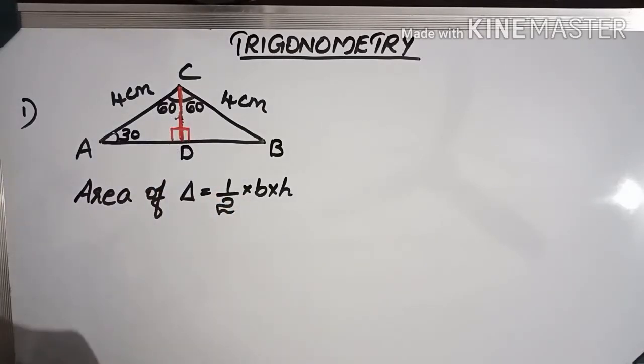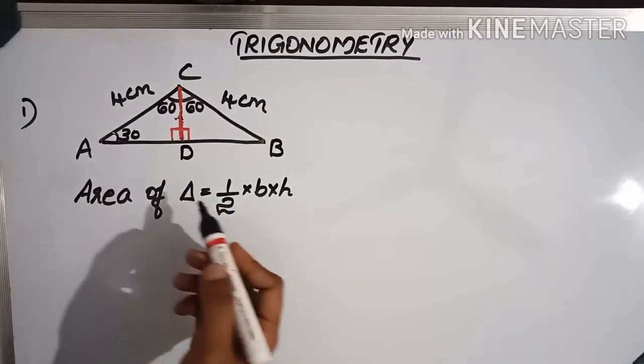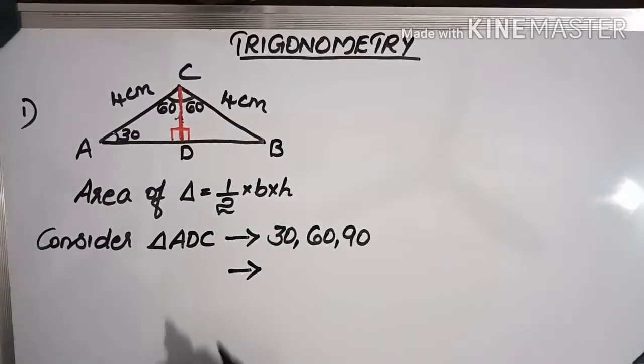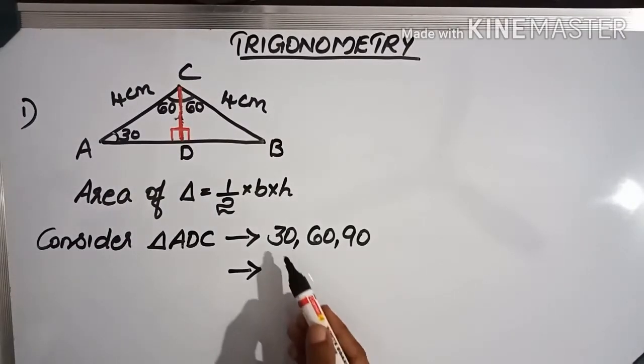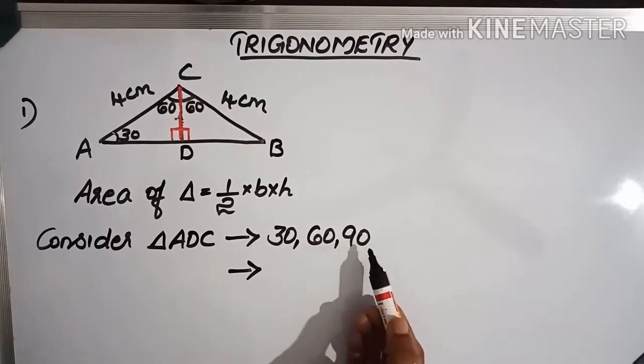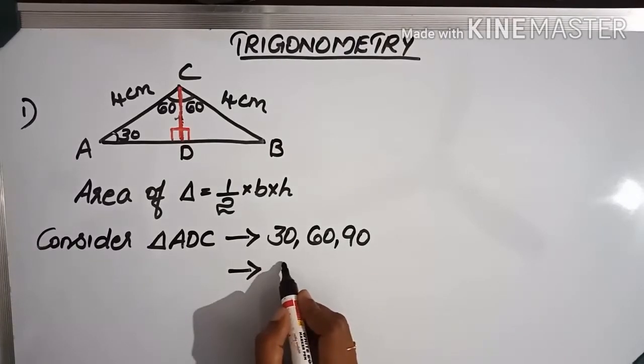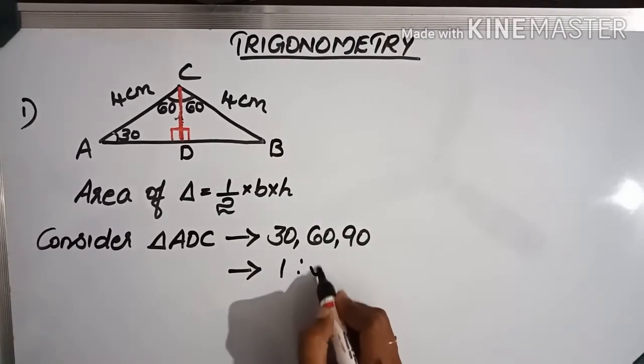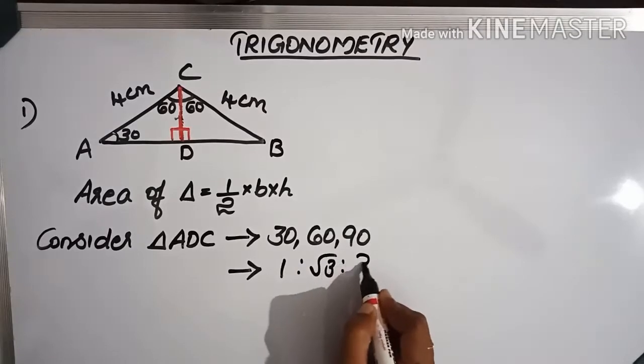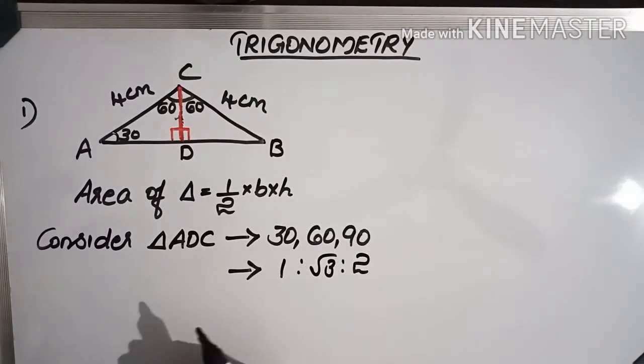So here we can consider the triangle ADC. In that triangle ADC, angles are 30, 60, 90 degrees. That means the sides will be in which ratio? Sides will be in the ratio 1 is to root 3 is to 2. This is the ratio of the sides. Now let's write the sides also.